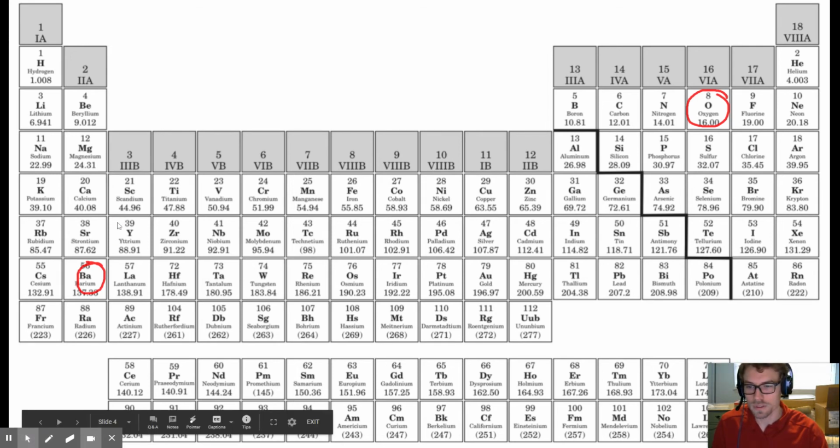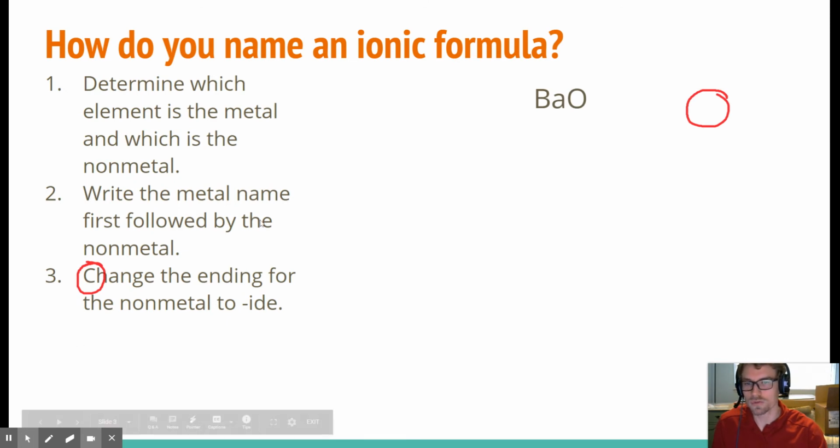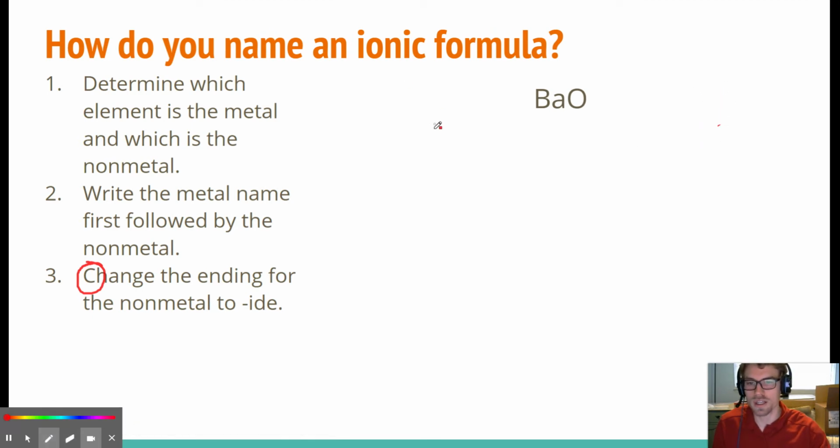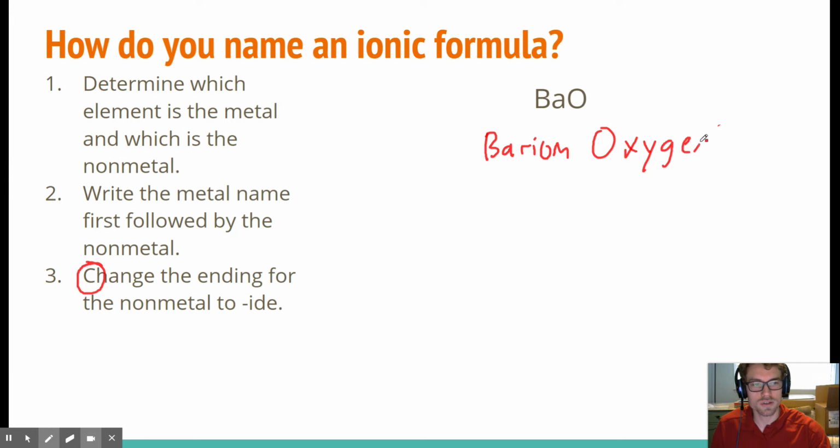So what we need to do now is to write the metal name first, followed by the nonmetal. So let's come in here and let's write in the metal name first. So that is barium. All right, and then we are going to write the nonmetal second. Now I'll go ahead and let you in on a little secret. That's exactly the way that they're shown in the formula. So in the formula, you're always going to see the metal first and the non-metal second. So you can really just write them the way that you see them in the formula.